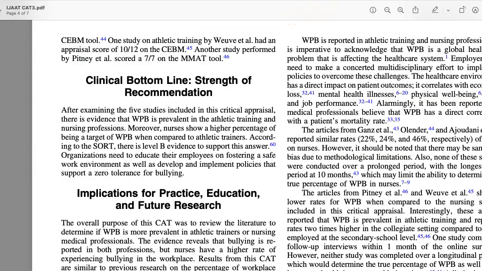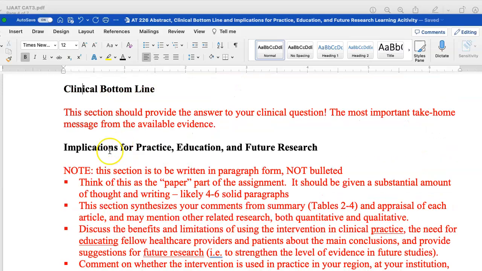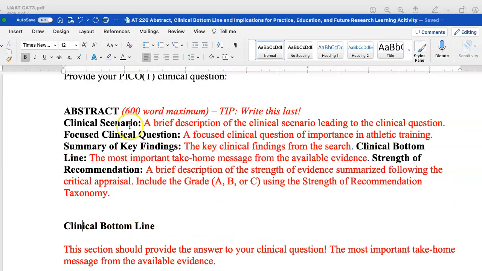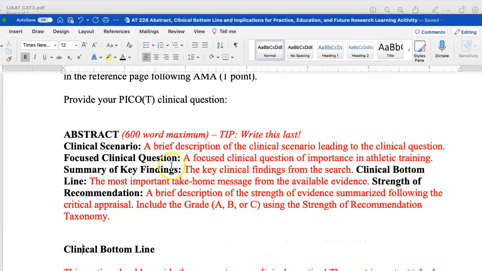Okay, that's one section. The next section is going to be the abstract. Again, you want to write the abstract last. So write the clinical bottom line, write your implication sections. So then you're going to write your abstract. The clinical scenario, you've written your clinical scenario earlier in the class. Probably need to update that since you've written that. This would be 1 to 2 sentences here for the clinical scenario. Provide your clinical question, which you've already done. That's the PICO question. Should be exactly the same.